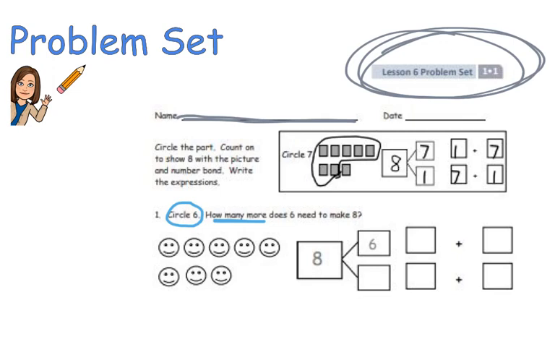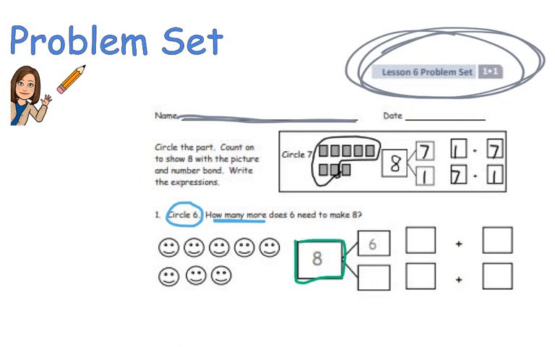Okay. Let's see. Let's count how many smiley faces. Let's see. 1, 2, 3, 4, 5, 6, 7, 8. Okay, so there are 8 smiley faces all together. Oh, it's showing us that here in our number bond that there are 8 total.